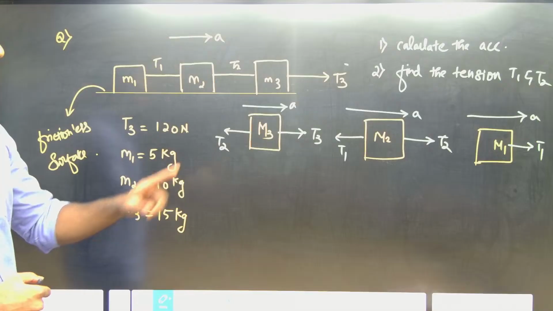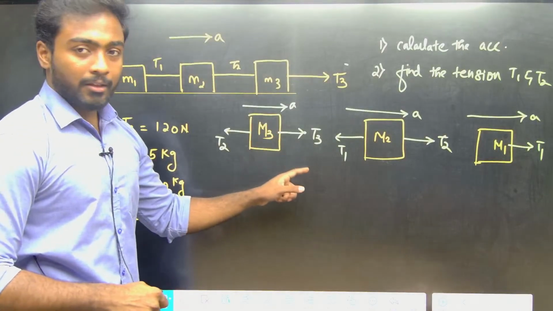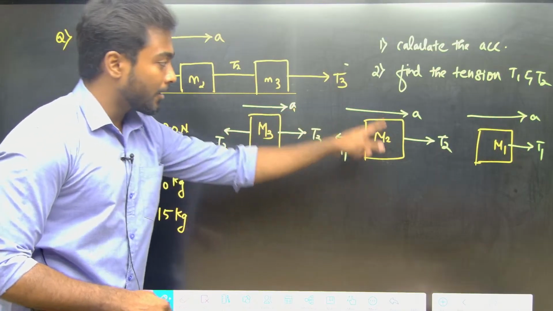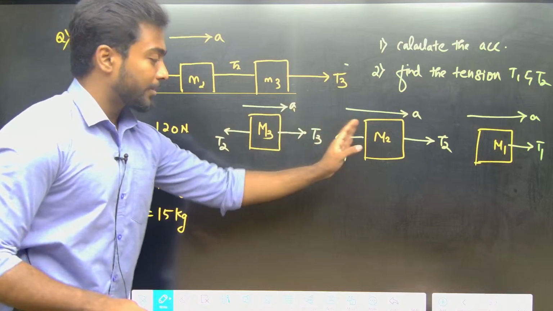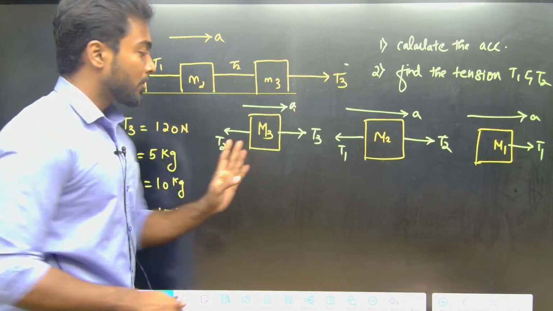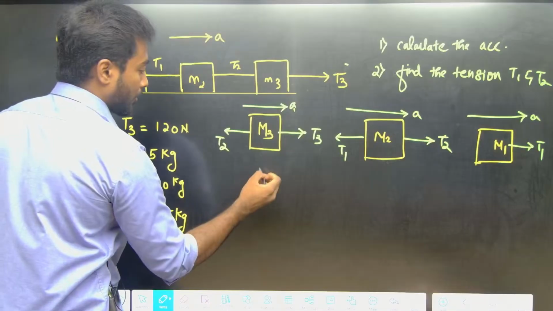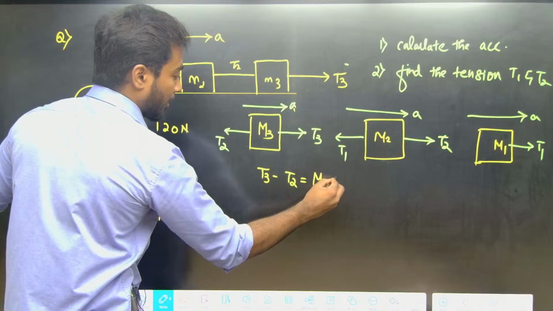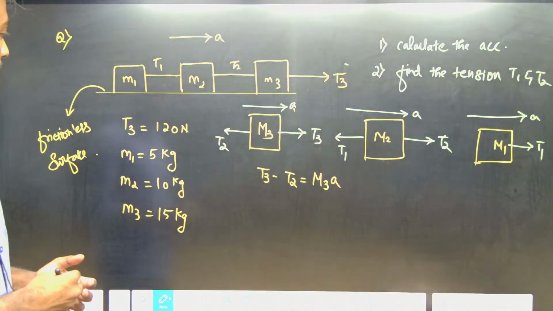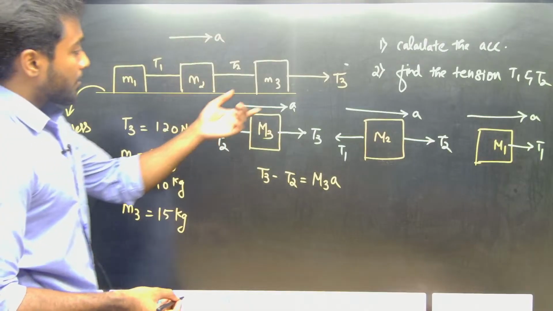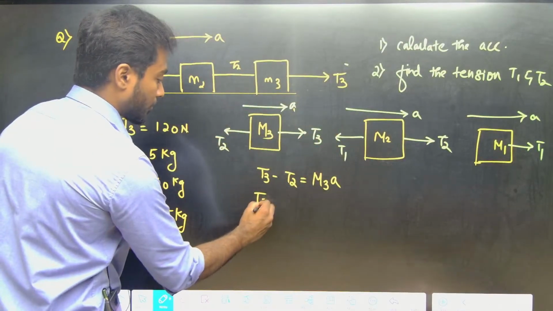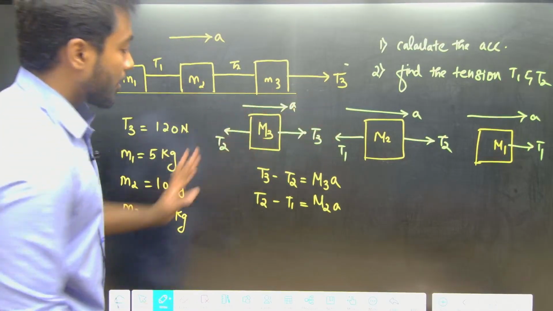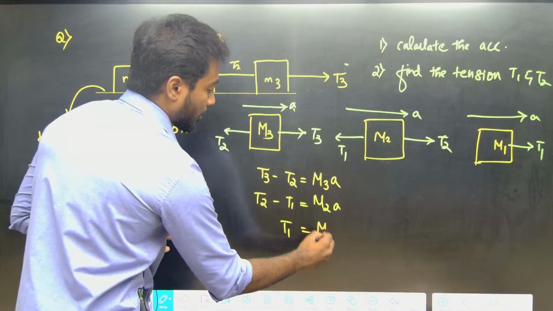Now third step, we need to write the equation. Whenever we are writing the equation, try to see the acceleration direction. In the same direction, whatever the forces are acting, that force is positive. In the opposite direction, whatever the forces are acting, that is negative. So for this one, T3 minus T2 will be equal to M3A. Then T2 minus T1 equals M2A. Then finally T1 will be equal to M1A.